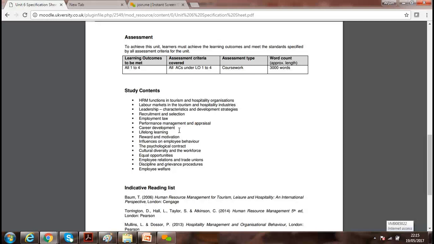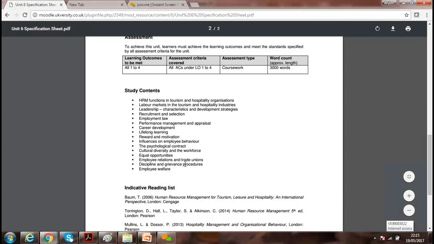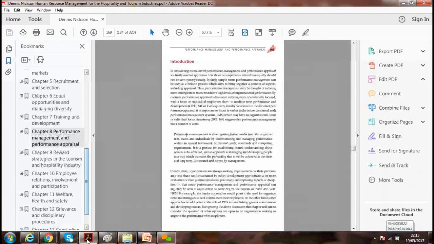Reward and motivation influence and imply behavior. Psychological contract, we discussed cultural diversity, equal opportunity, employee relations, and trade unions, which are quite crucial in our organization. Disciplinary and grievance procedures we discussed already within a lesson. So please go through all these areas. This is the book which you can see now.